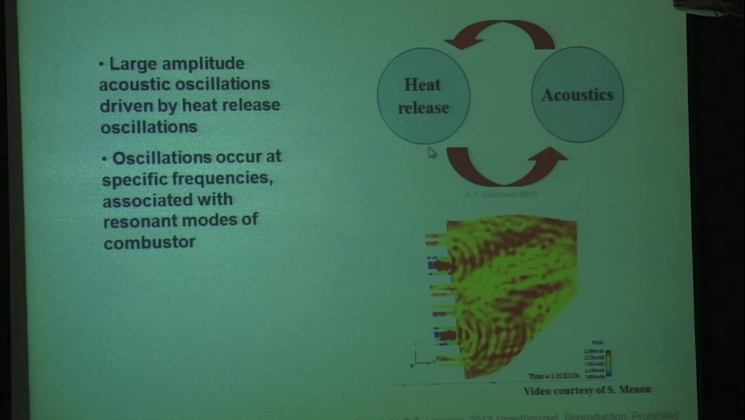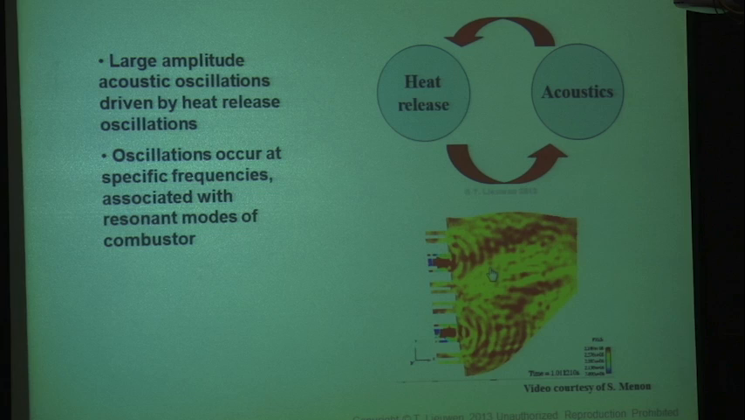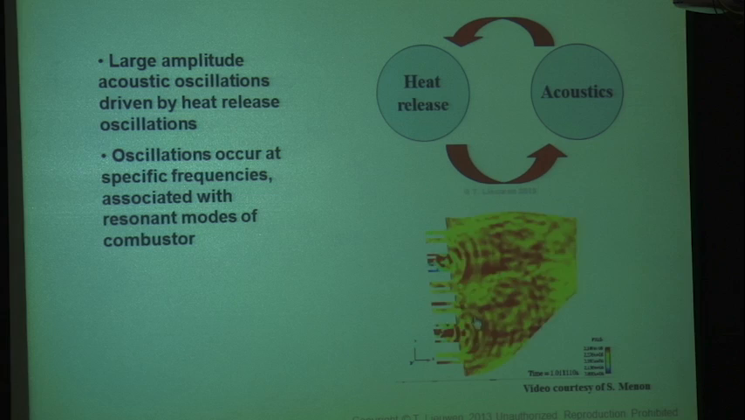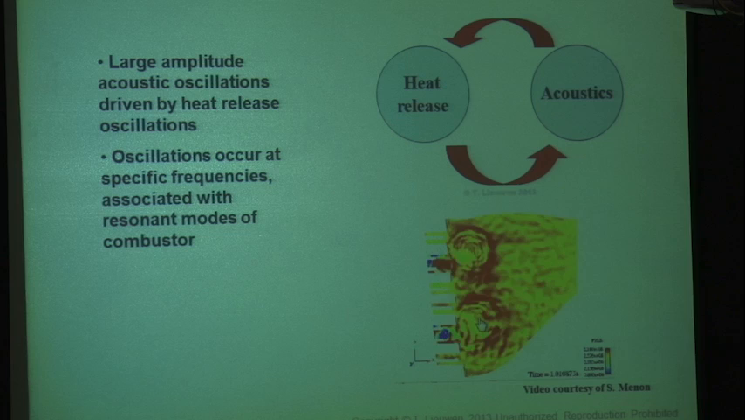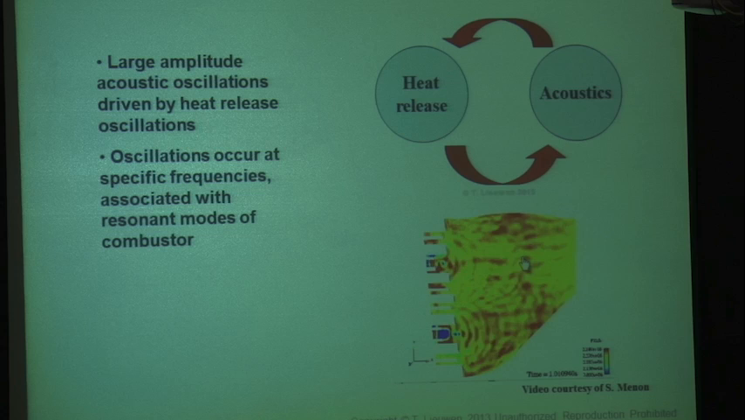This is a simulation of an annular combustor. You're looking at a slice of the annular combustor. You're looking at pressure contours, and this is actually pressure contours during an ignition event. So they're basically seeding ignition. And you can see the pressure pulse from the ignition propagating around, but you can also see it bouncing around inside of the combustion chamber.